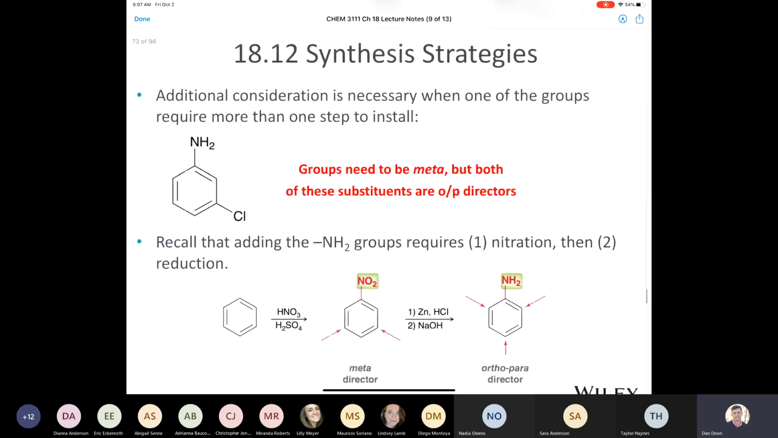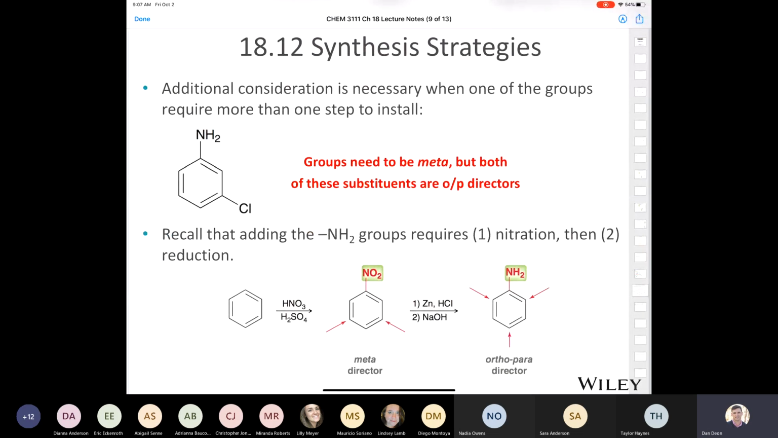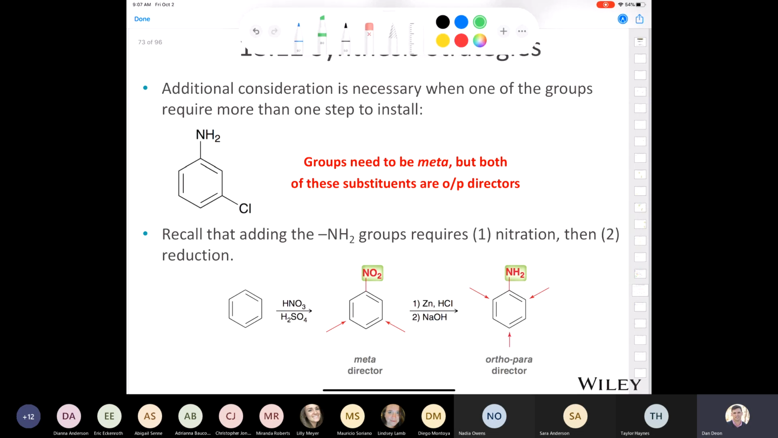Additional consideration is required when one of the groups requires more than one step to install. We don't have a method for installing an amino group in one fell swoop, in one step. We can do it in a couple of steps, right? We could do a nitration, and then reduce that nitro group using zinc and HCl, followed up with sodium hydroxide. Okay, so again, we'd have to make some really careful decisions here because these two groups are meta to each other.